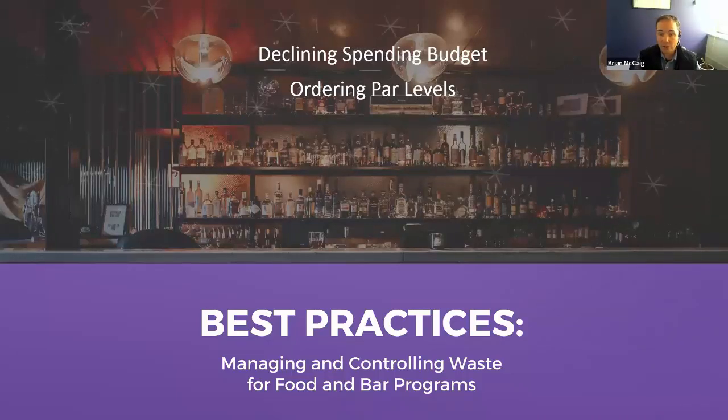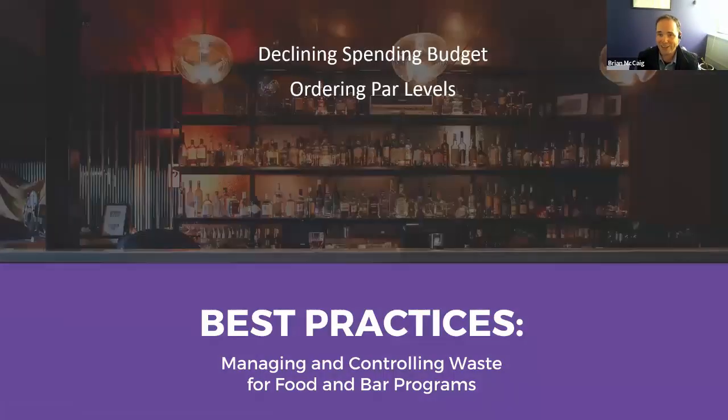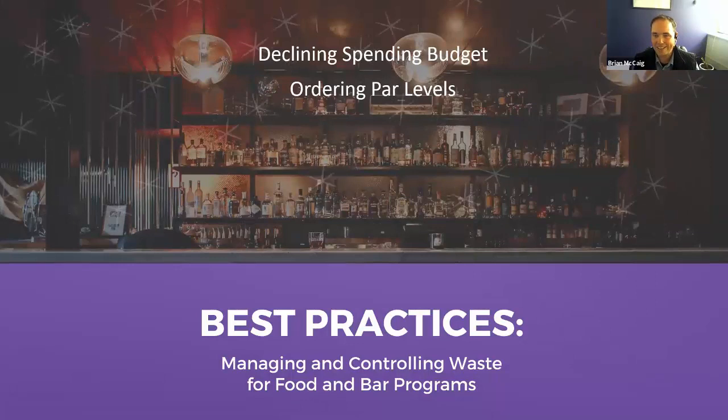How do you do this? You use a declining spending budget that keeps track of those purchases throughout the week and tells you how much you have left to spend. For RSI clients, that's your budget versus actual widget. So if you're unfamiliar with that, reach out to your client advisor and they can help you with that.